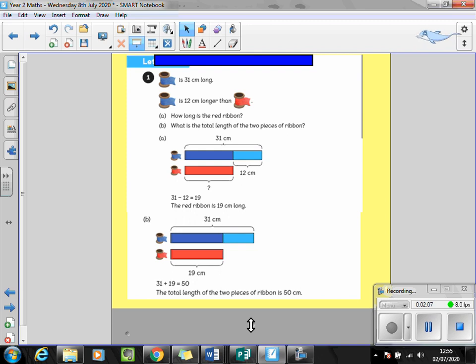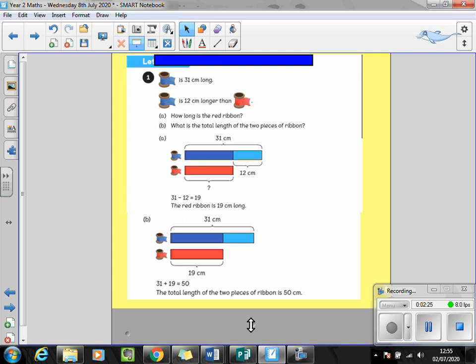Did you get the answer of 50 centimetres? Hopefully you would have found that quite easy because we already know the two lengths of the different coloured ribbons, and all we had to do was add it together. 31 add 19 equals 50. The total length of the two pieces of ribbon is 50 centimetres.